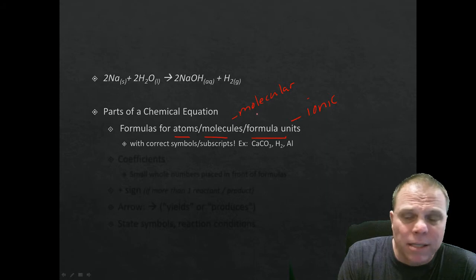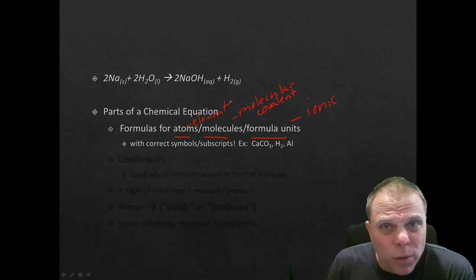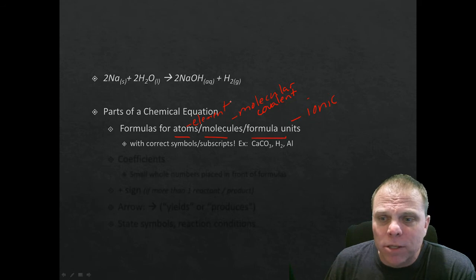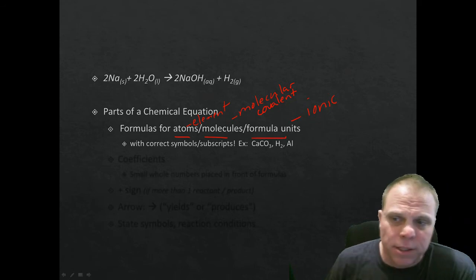And then, of course, you might just have an elemental material, so it might just be an element, and so you might just be talking about the atoms. So we can represent all of these different types of materials with the symbols, right? The formulas that we have. And so we have to make sure that we have the correct symbols and subscripts.